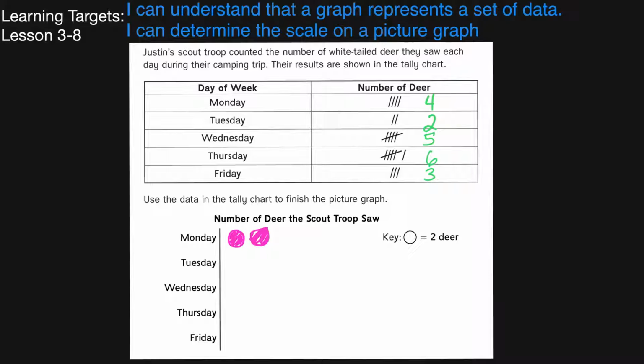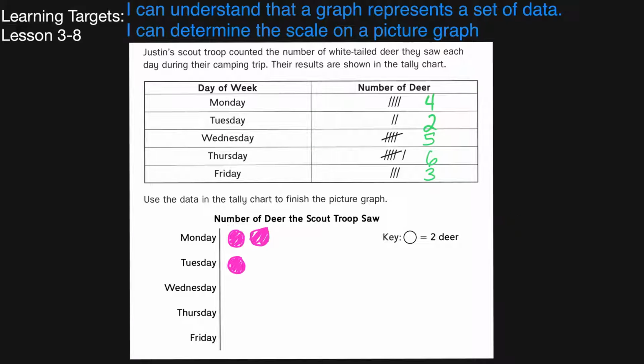So now that I've got my 2 circles, I'm going to move on to Tuesday. Tuesday's data says that there's only 2 deer. So I know that each circle equals 2 deer, so I only need 1. I'm going to keep going on to Wednesday. Wednesday I see 5, and this is where it gets a little bit tricky.